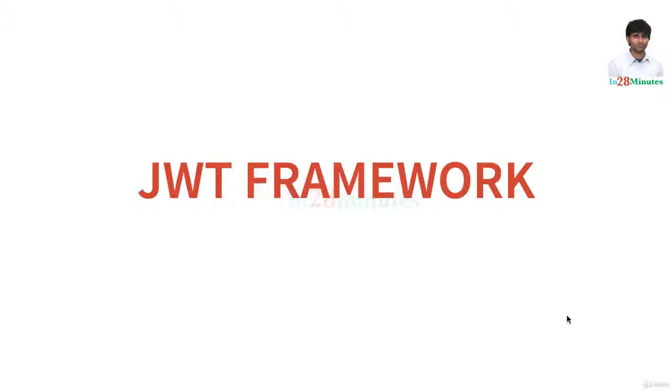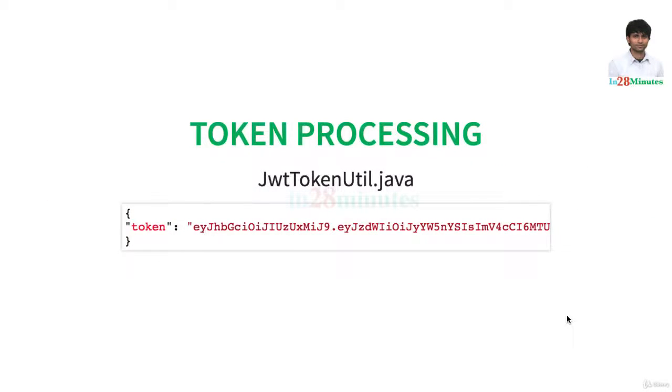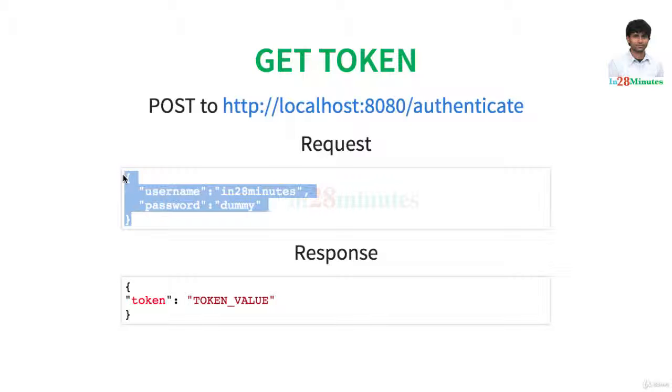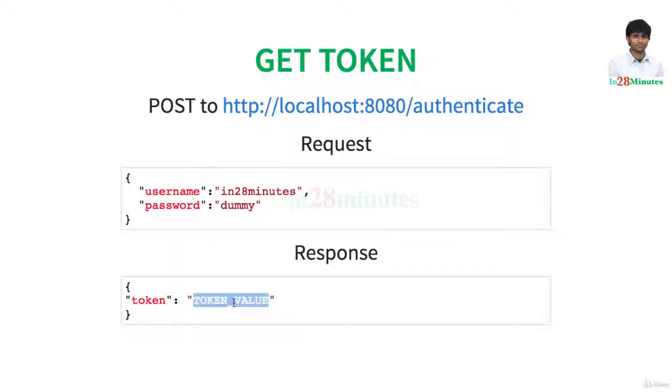Welcome back. In this step, let's review the code that is set up for the JWT framework. We saw that there were a number of resources being exposed. When you do a POST to /authenticate, the expected request was with a username and password, and we got a response with the token, the JWT token value. This is usually a very big value.